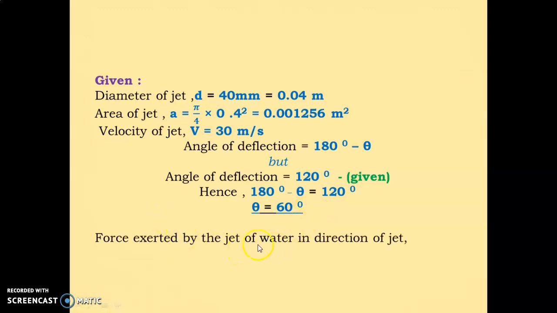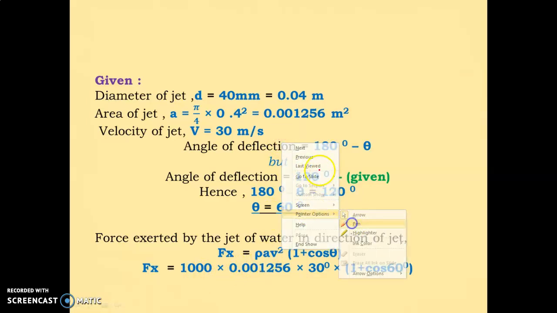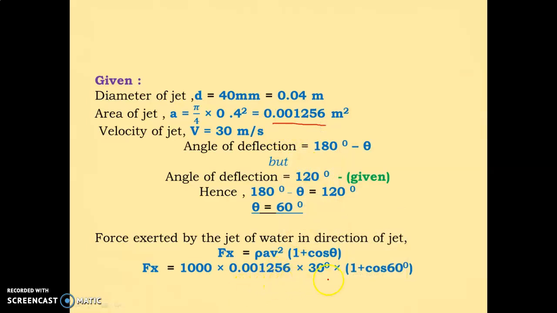Okay, now force exerted by the jet of water in the direction of motion, Fx is equal to, now the formula for impact of jet on curved plate when the jet strikes at the center, it is Fx is equal to rho a v square into 1 plus cos theta, where rho is 1000, area is given here 0.001256 into v square. So this is, sorry, 30 square into bracket 1 plus cos 60 degree, because theta is 60 degree. So the answer is Fx is equal to 1695.6 Newton.